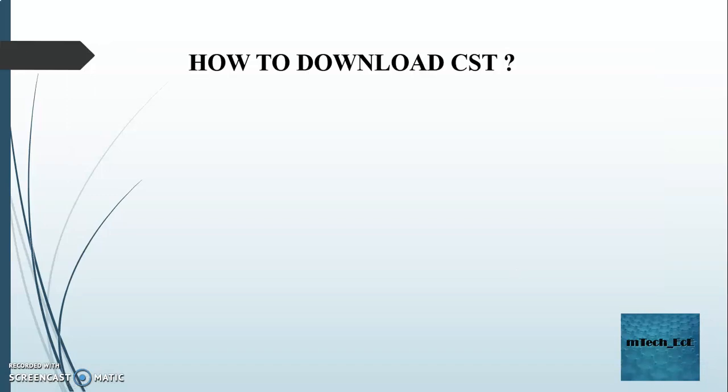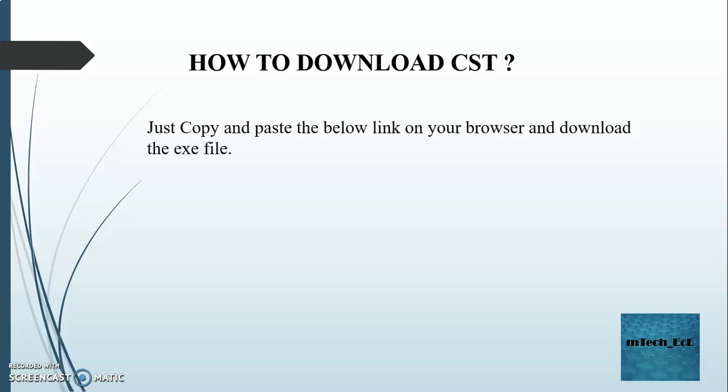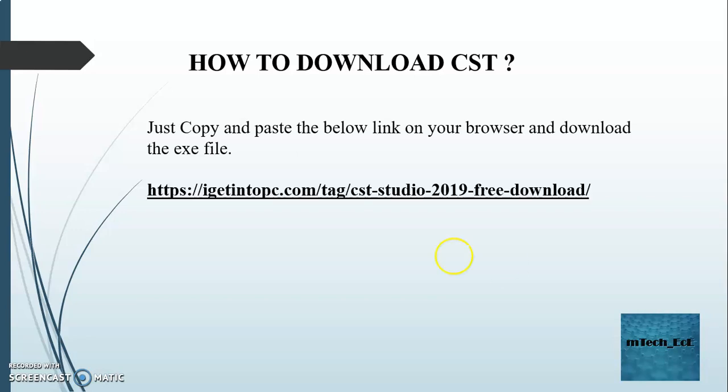Okay, so it is a very easy thing to download. You just have to copy and paste the below link in your browser, and you can download your executable file. This is the link, a particular site, igetintoatopic.com, where you can download your CST 2019. I recommend all of you who want to learn CST to please download this file, because it's very important and very easy. You just have to click on it and download it.